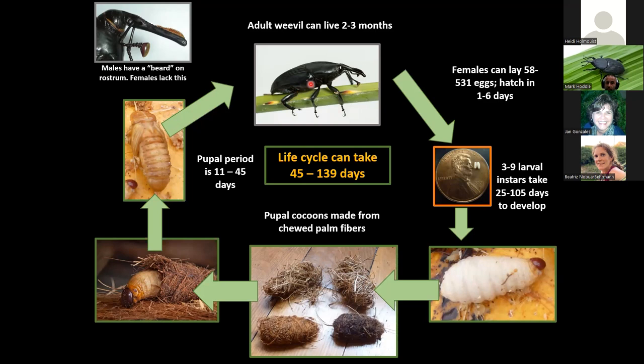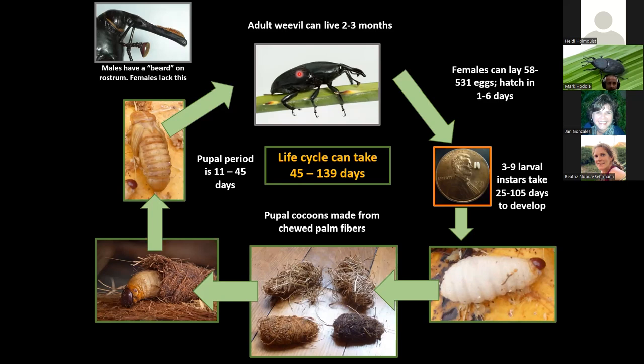And obviously the adult has the legs, the beak, for chewing into the palm trees. It has wings and it can fly. So the adult form is strikingly different to the larval form here, which is basically a big fat grub whose main purpose here is to eat. The adult's main purpose is to mate, disperse, and lay eggs.